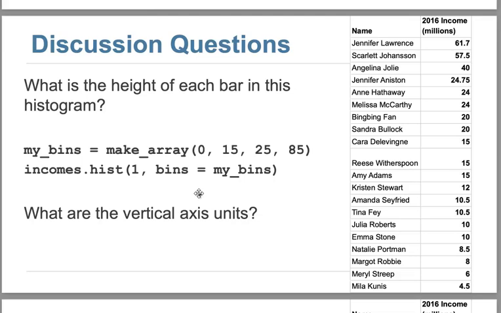Okay, so let's work on this discussion question together. What is the height of each bar for this histogram? This histogram uses bins of 10, 15, 25, 85, so you see the intervals are different. It's the income histogram, and actually it's this table, where the income here uses the bins.